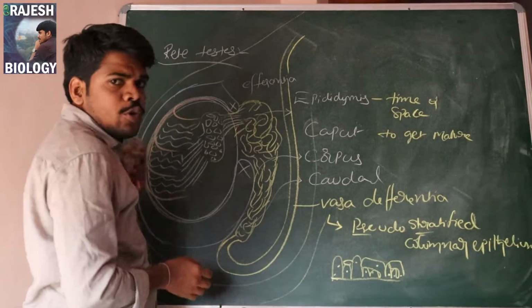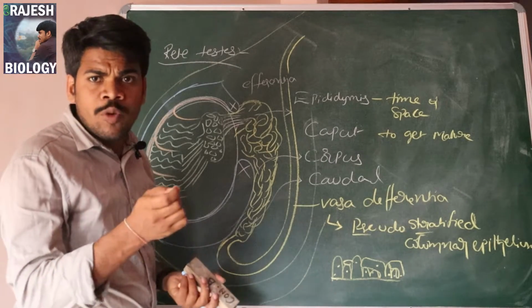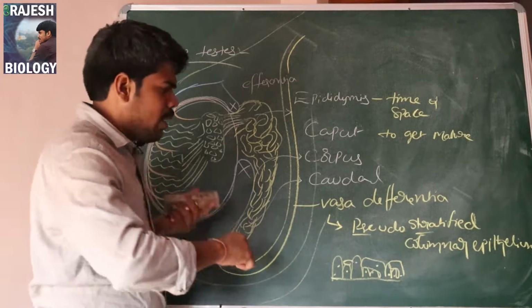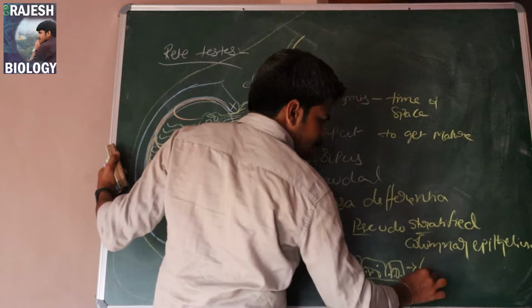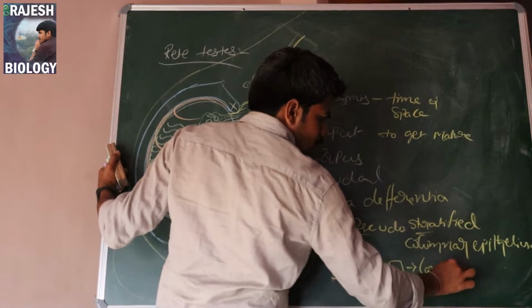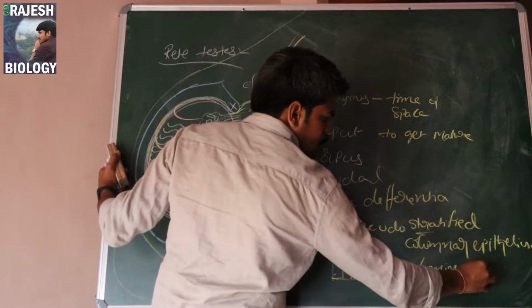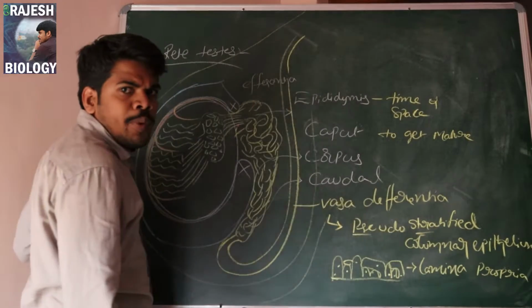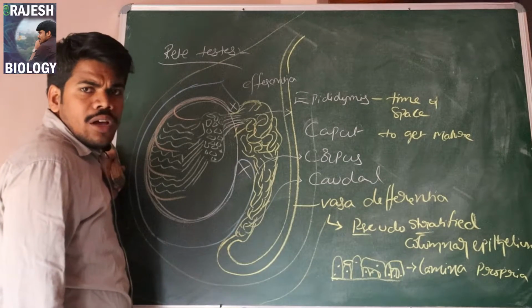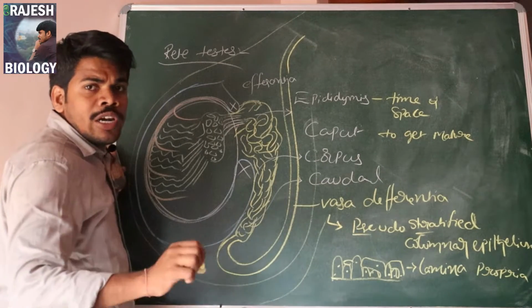And not only the pseudostratified columnar epithelium, here there is some amount of lamina propria. Lamina propria means what? Areolar tissue. Lamina means layer. Propria, connective tissue proper, we discussed. I think connective tissue proper means areolar tissue.